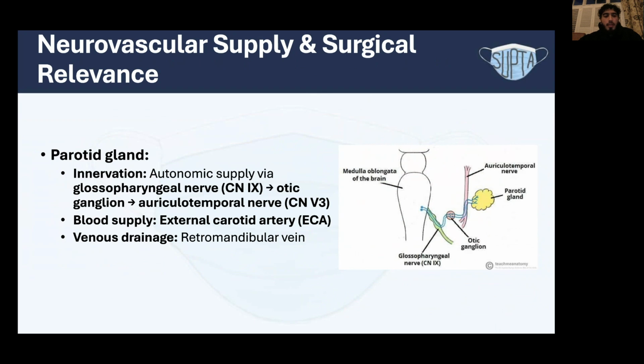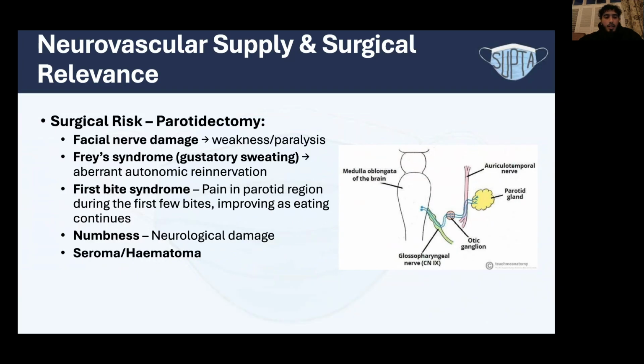In terms of some of the symptoms that we can have if we damage these nerves, first and foremost, we have facial nerve damage, which is just weakness, paralysis. We can get something called Frey syndrome, which is quite interesting. This is when there's misdirected autonomic fibers regenerating into sweat glands as opposed to salivary glands. So when the patient either thinks about eating or is actually eating, instead of producing saliva, they start to sweat, which is really interesting. So that's Frey syndrome, also known as gustatory sweating.